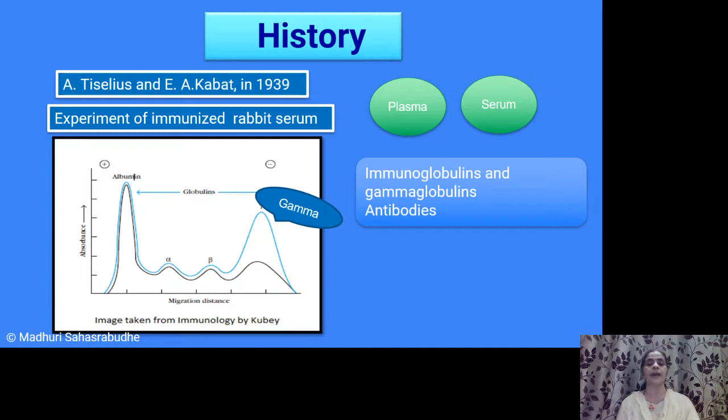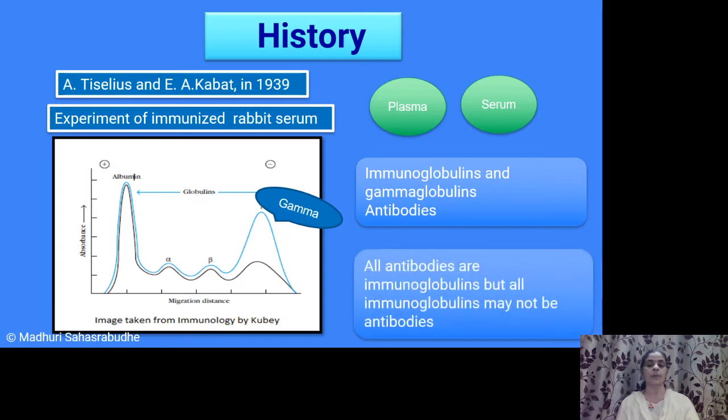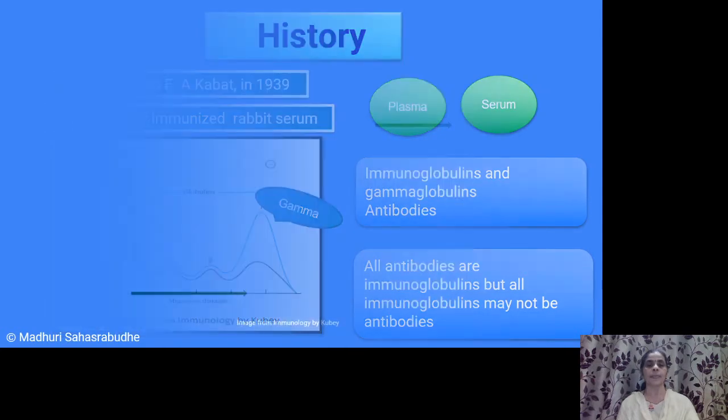The third word is antibodies. Anti is against and bodies is foreign bodies. The substance which is produced against the foreign bodies is therefore called antibodies. So the antibodies represent a biological nature, whereas immunoglobulin represents the chemical nature. All antibodies are immunoglobulins, but all immunoglobulins may not be antibodies. Right? We'll see the reason behind that at the end of the video.